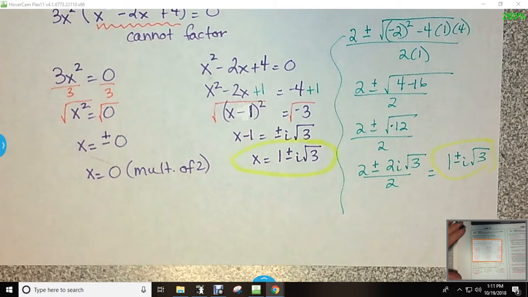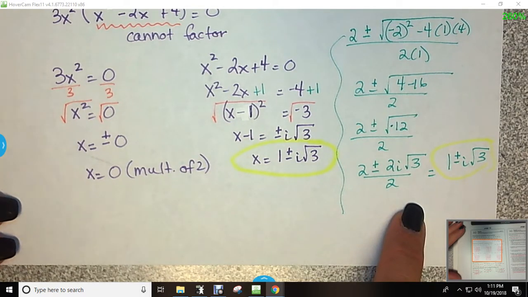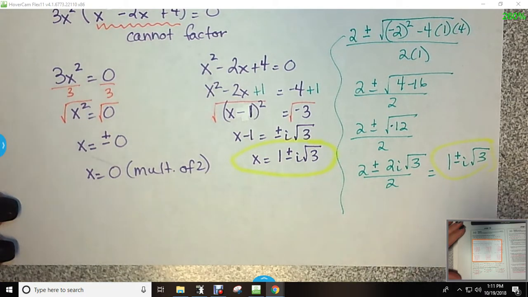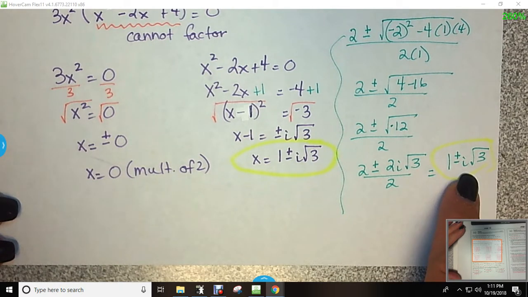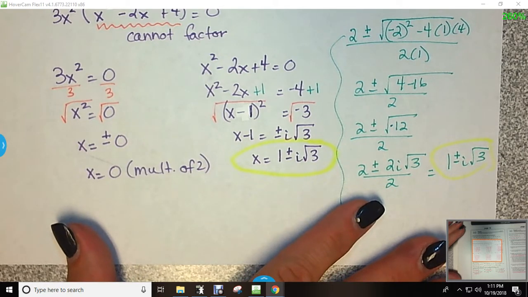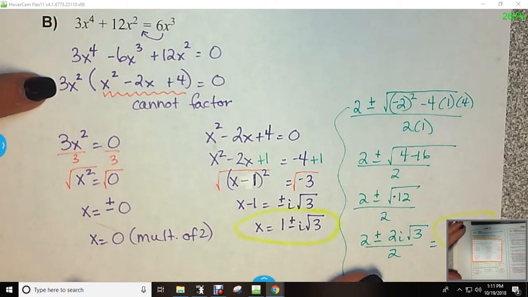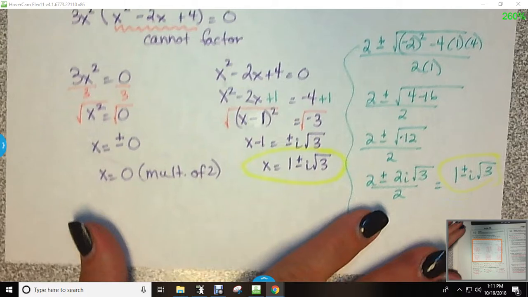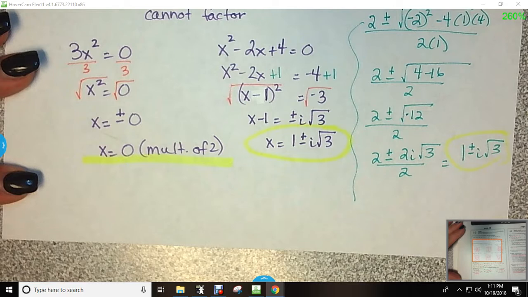Alright, so at this point, you can see, right here, I have solved it by completing the square. Over here, I did the exact same polynomial and solved it using the quadratic formula. I got the same answer. Doesn't matter which way you do it. But now we have to go back and make sure we've got all the answers to the original problem. This was my original problem. This was the factored form. When I worked those, I got this answer as well.